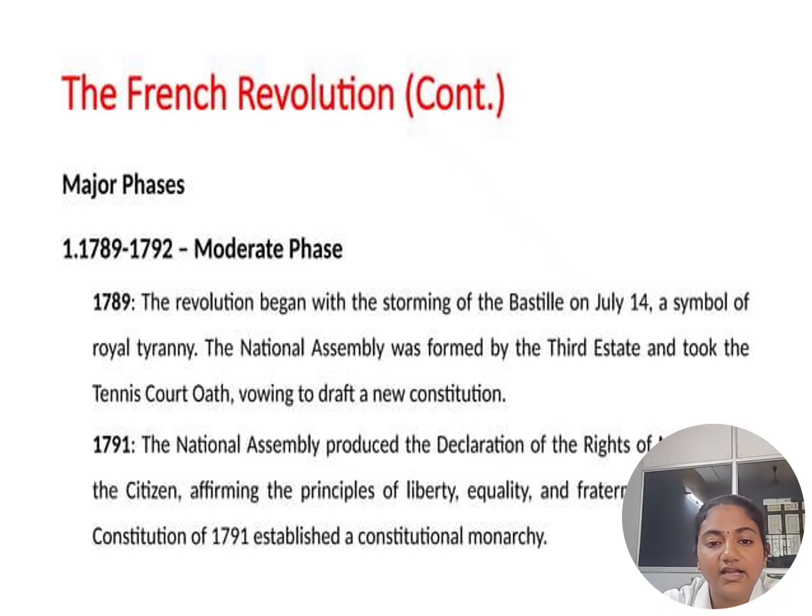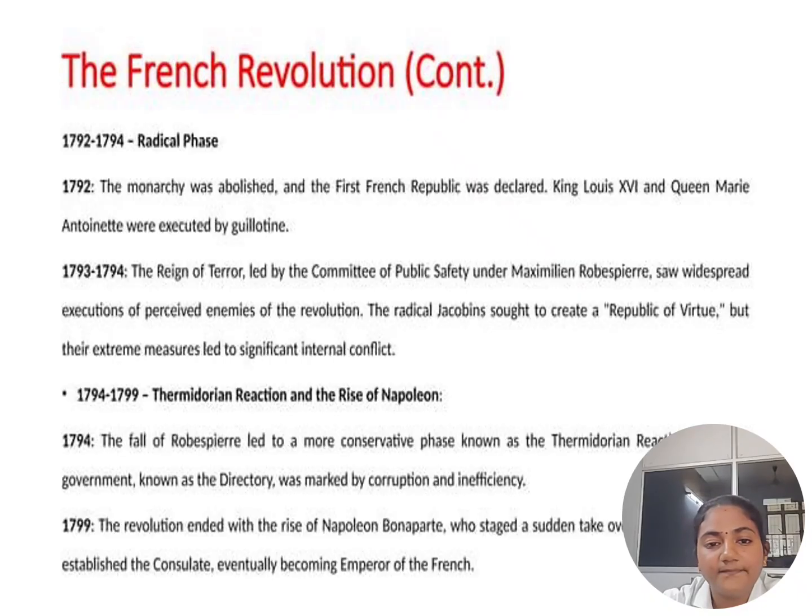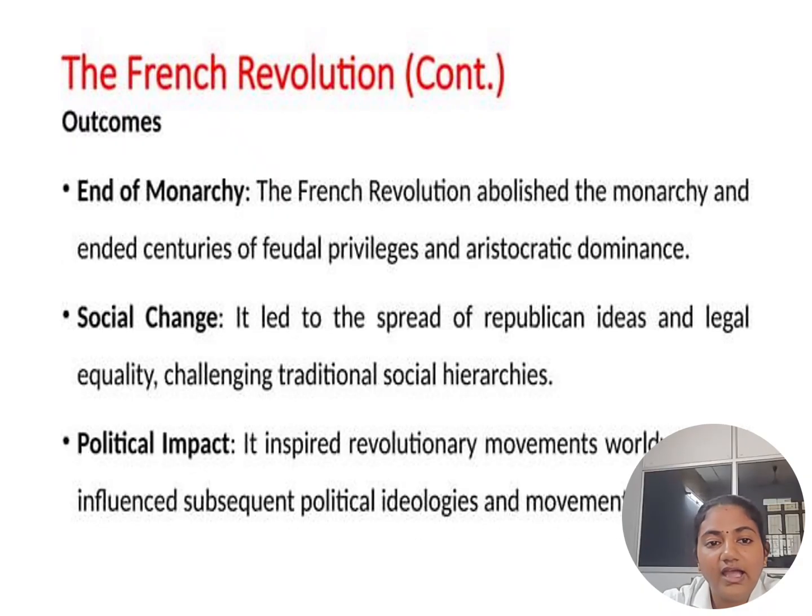It includes the symbol of Royal Trinity, where the third estate took the new constitution. And then it includes the radical phase, and then the Thermidorian phase and the rise of Napoleon. And the outcomes are that it leads to the spread of republican ideas and legal equality, challenging traditional social hierarchies.